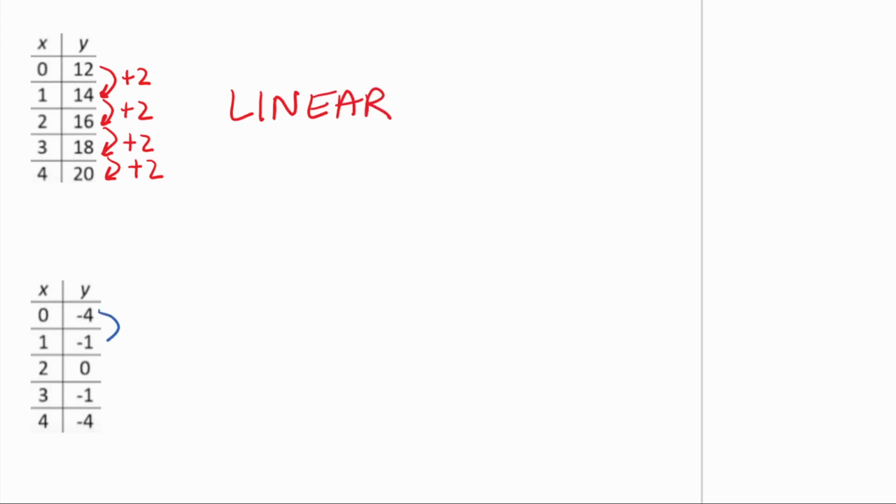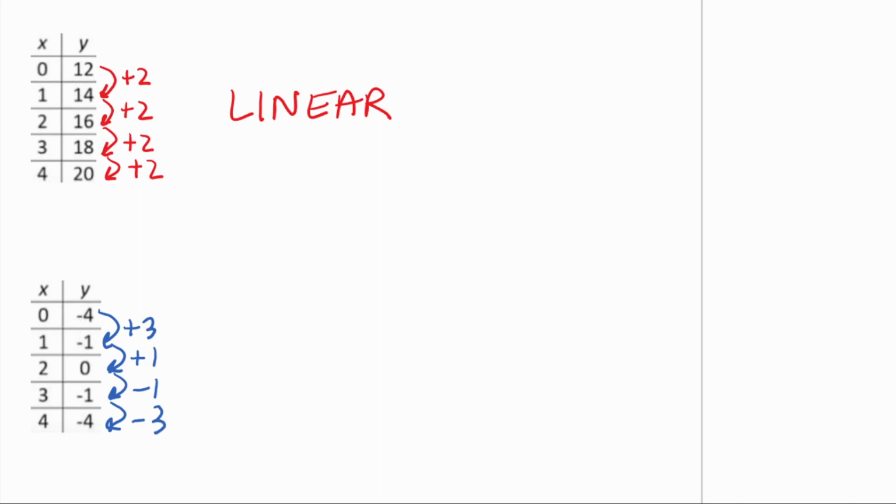And then for the next one, I'm saying -4 to -1. Okay, it's like division by 4, but -1 to 0 is not division. So I'm going to say, okay, -4 to -1, I added 3. Then -1 to 0, I added 1. 0 to -1, I subtracted 1. That's a little weird. -1 to -4, I subtracted 3.